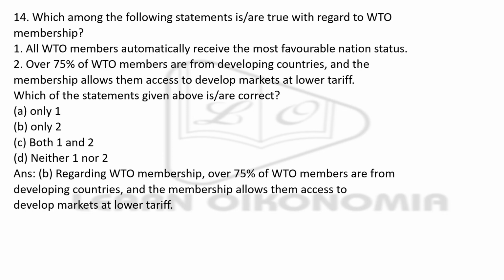Next question, which among the following statements is or are true with regard to the World Trade Organization membership? All WTO members automatically receive the most favored nation status. Then, over 75% of the World Trade Organization members are from developing countries, and the membership allows them access to developed markets at lower tariff. Here the right answer is option B, that is, only statement 2 is right. Over 75% of WTO members are from developing nations, and the membership allows them to access developed markets at a lower tariff rate.